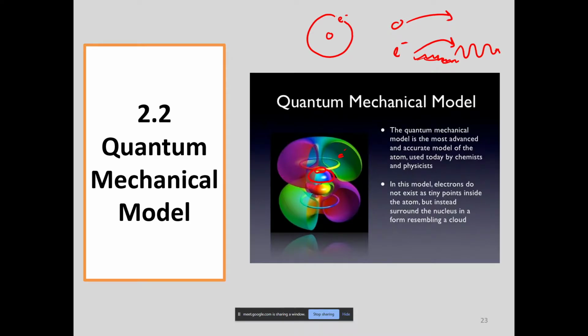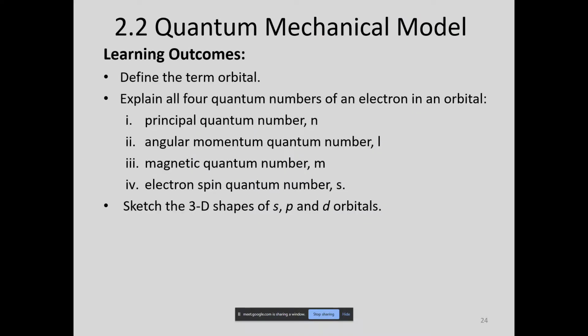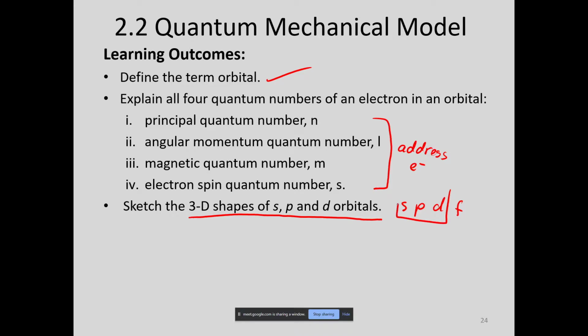Okay, so this is the thing yang kita akan belajar today. So kita akan belajar pasal terms of orbital, and then kita ada this 4 quantum numbers yang kita akan belajar. Macam saya cakap tadi, ini basically address electron lah. And then kita akan belajar sketch the s, p and d orbital. Kita actually ada s, p, d and f orbital. Okay, tapi for your syllabus kita akan sketch this orbital saja.